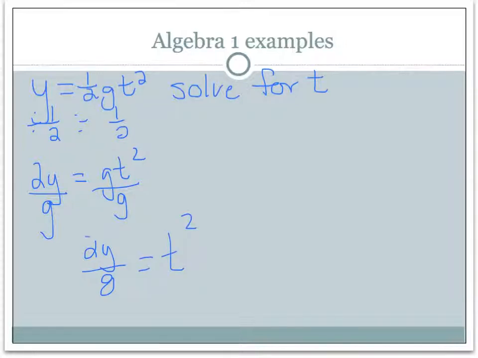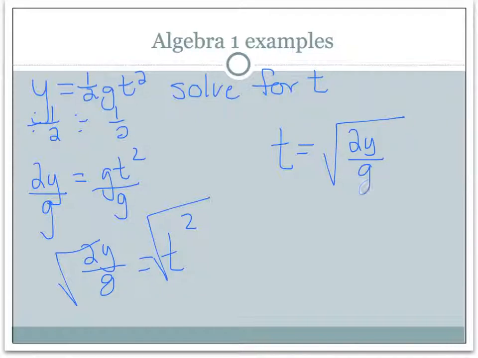The last thing I have to do is to get rid of the squared. And the opposite of squared is the square root. So I'm going to take the square root of both sides, which leaves me with t equals the square root of 2y divided by g. Make sure as you write your square root that it shows that all of that is under the square root symbol, which means if we were to put this into a calculator, we would multiply first, then divide by the g, and finally take the square root at the end.